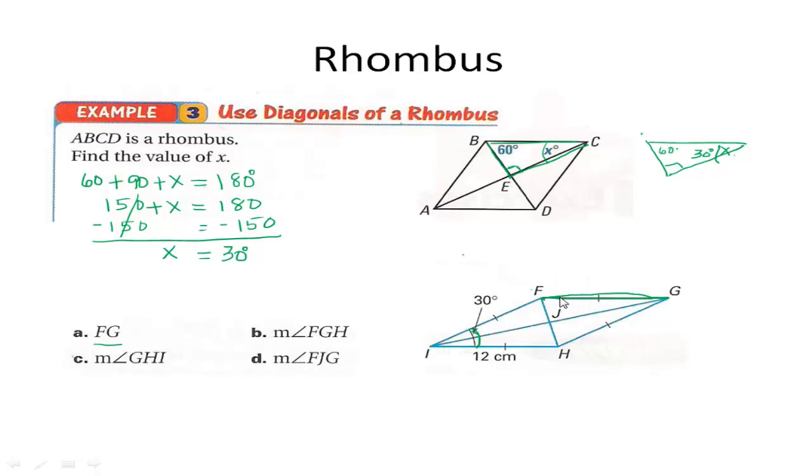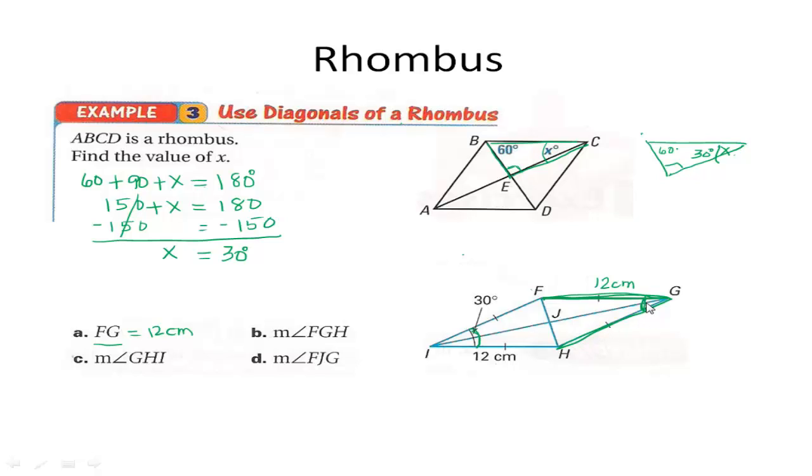Segment FG is this segment right here. Now, since the rhombus is a parallelogram, I know that opposite sides are congruent, so this has to be 12 centimeters. For letter B, the measure of angle FGH. Let's see where that angle is. FGH, if I trace FGH, that middle letter, that's the angle they're asking about.